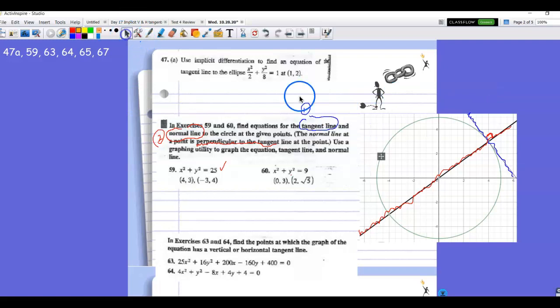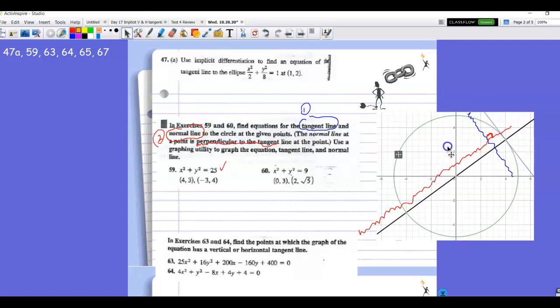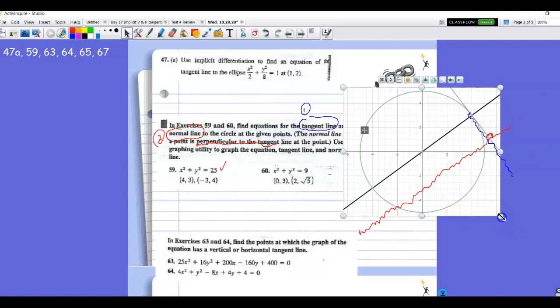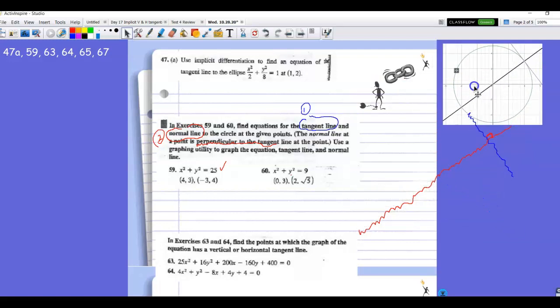So let me move that graph out of my way, or maybe I'll just make it smaller and keep it up here as we do our work. So let's get rid of that. Let's put it up here and get rid of these guys.